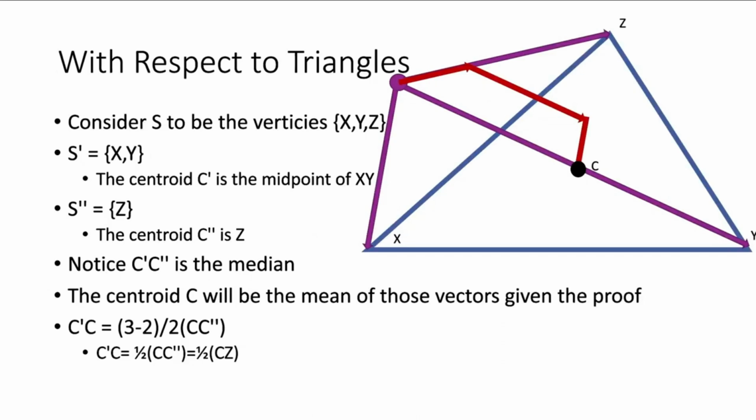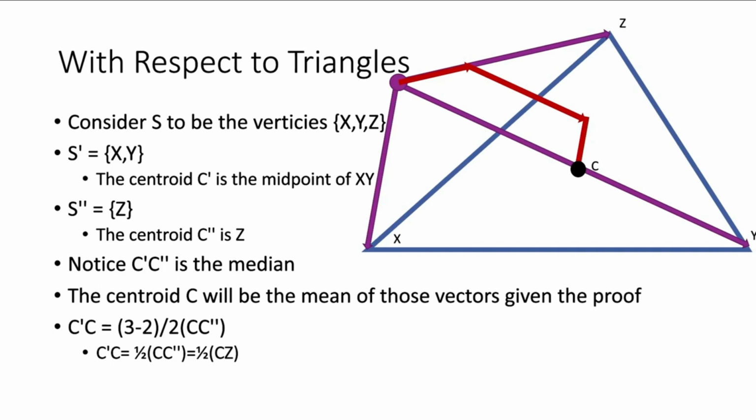So how does this apply to shapes? Well, if we view triangles, we can use their vertices for this arbitrary set S. We'll let S be the vertices x, y, z of a triangle, S prime to be x, y, so the centroid will be the midpoint, as it is the center of mass between 2 points, being directly in the middle.